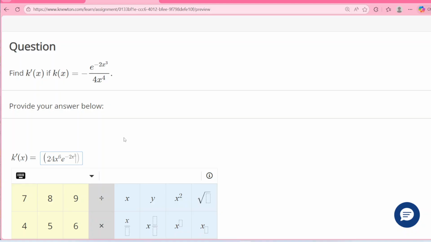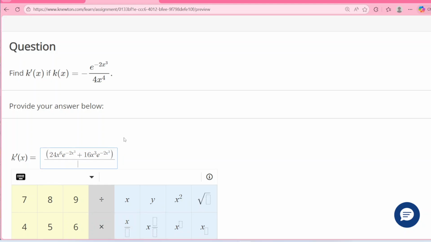And then plus 16x cubed times e to the negative 2x cubed power. All right, so this is the entire numerator. And the denominator, if I were to square 4x to the fourth, that'd be 16x to the eighth. And that should be good.